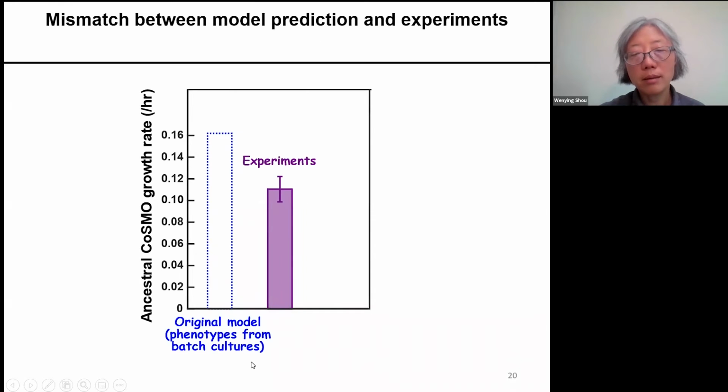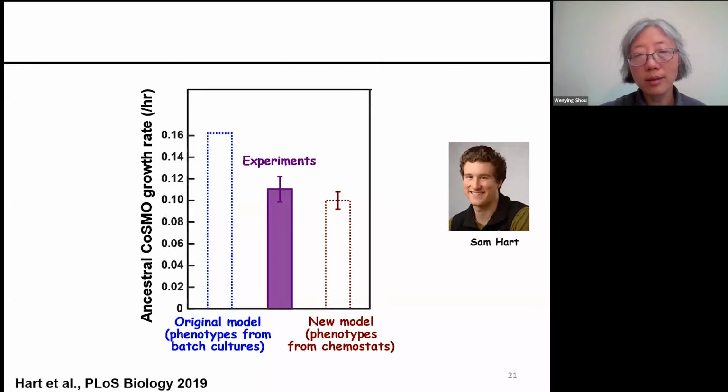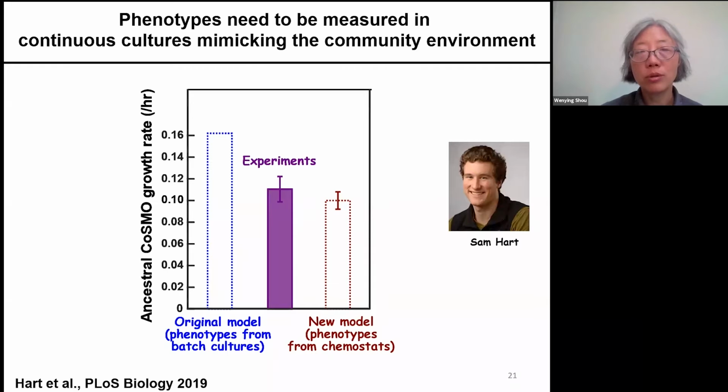Eventually, we realized that if the phenotypes from these batch culture measurements could not explain the experimentally observed community growth rate, then perhaps the batch culture assays are not good. So we spent another year building chemostats. Chemostats are continuous culture devices that allow us to control the growth rate of these cells. So we can control them to double every 6 hours, for example, to mimic the community environment. And once we did that, the model predictions and experiments matched beautifully. Thus, phenotypes need to be measured in continuous cultures that mimic the community environment to achieve quantitative understanding of community-level phenomena.